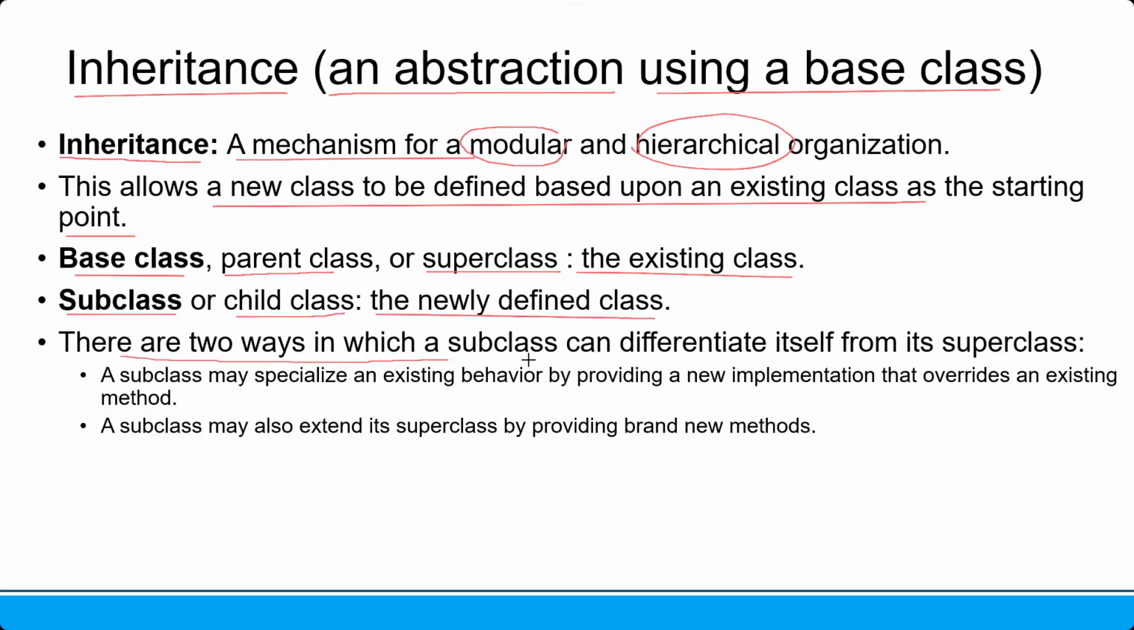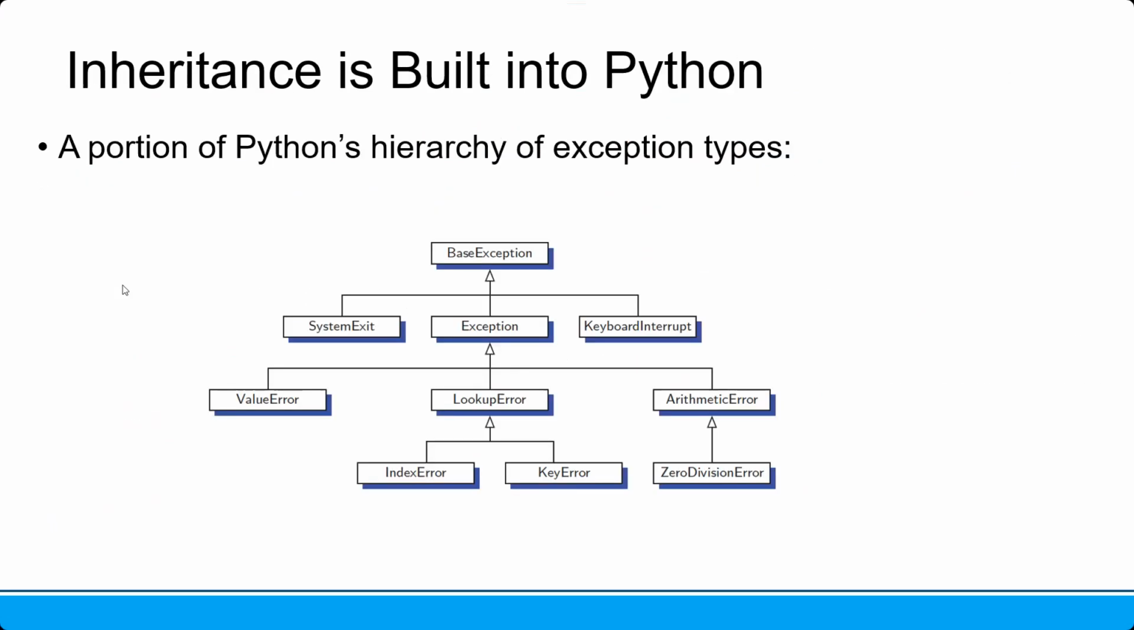So there are two ways in which a subclass can differentiate itself from its superclass. A subclass may specialize an existing behavior by providing a new implementation that overrides an existing method. A subclass may also extend its superclass by providing brand new methods.